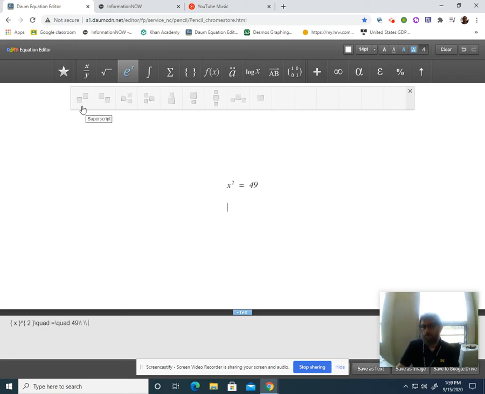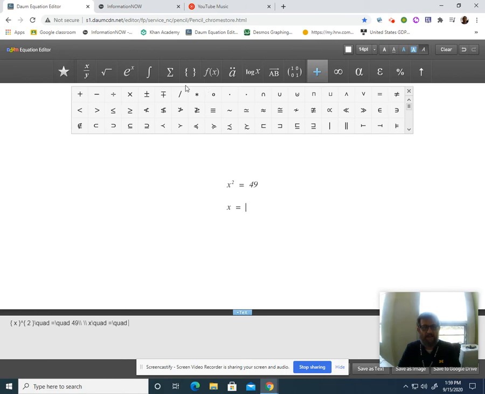Well, you could actually move it over and factor and you would see the answers, but a lot of people just want to take the square root. They want to say x equals 7. Well, it doesn't just equal 7. x equals both positive and negative 7.